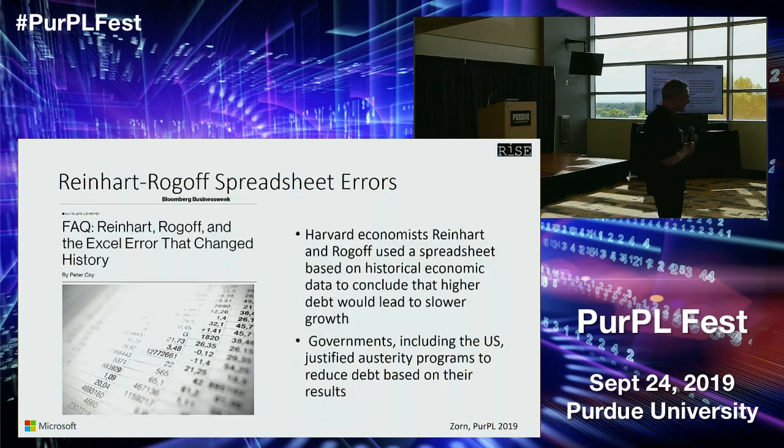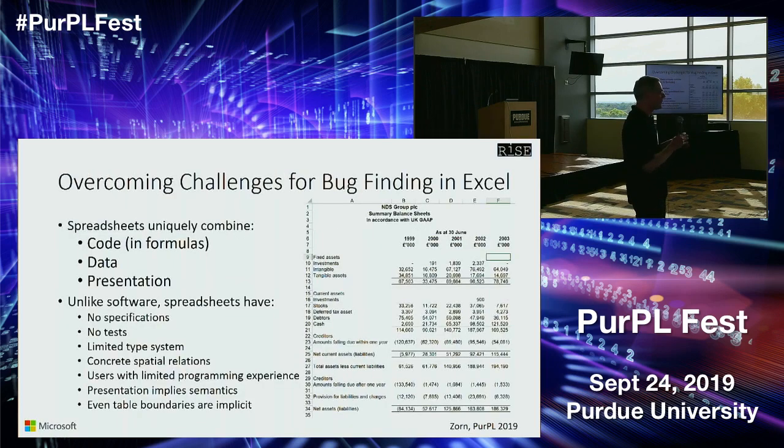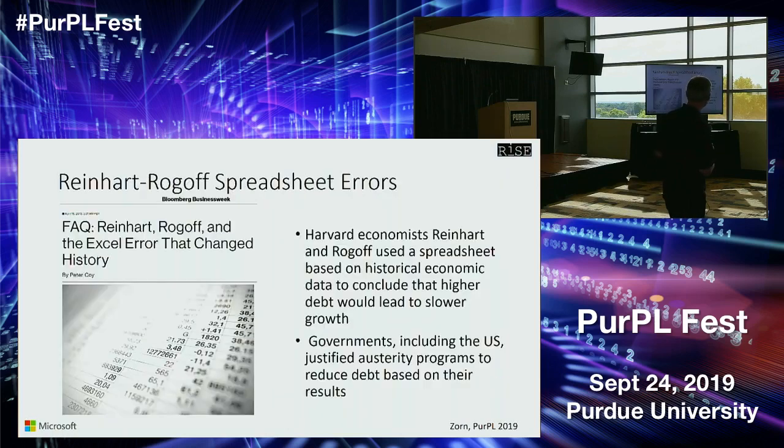There's another one. This is apocryphal. You may have heard of this error. Reinhart and Rogoff were economists from Harvard, and they had a theory about economic growth and debt. So they went and looked at many countries, and they actually measured the relationship between the debt the country was in and whether the country went into a recession. And I'll show you the spreadsheet, so we'll get to this later.